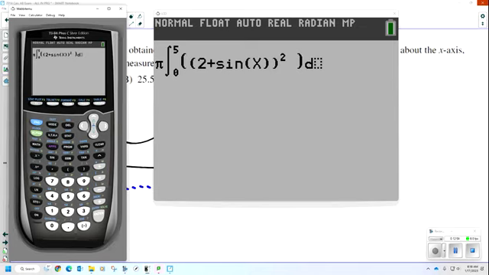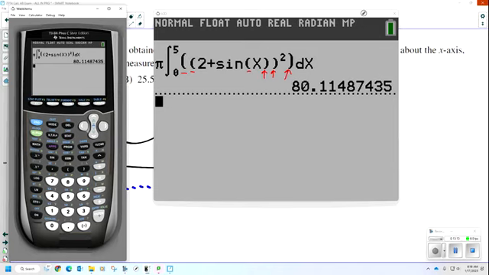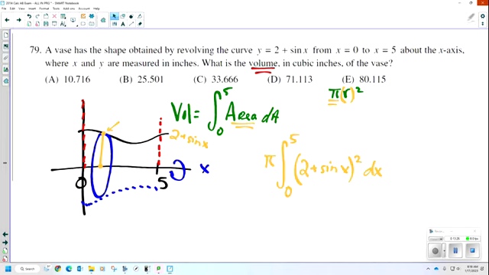Make sure you have a closing parenthesis for every open parenthesis. Sometimes that'll give you an error if you do not. Okay, I see right here 1, 2, 3 open parentheses, so I should have 1, 2, 3 closed parentheses. I do. 80.115. We'll call this a 5 because the number after it is 5 or bigger. So 80.115. Let's get rid of this. Look at that. Perfect. It is choice E.